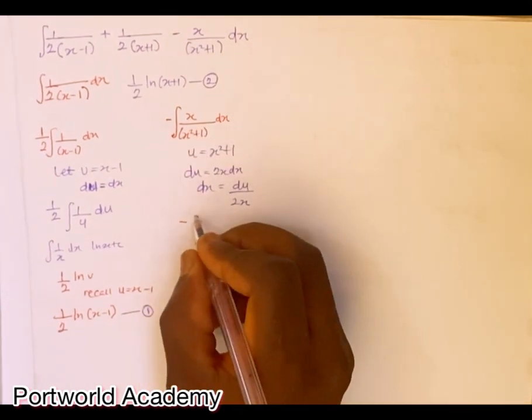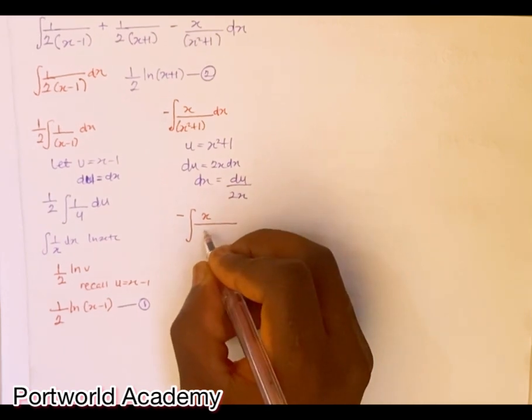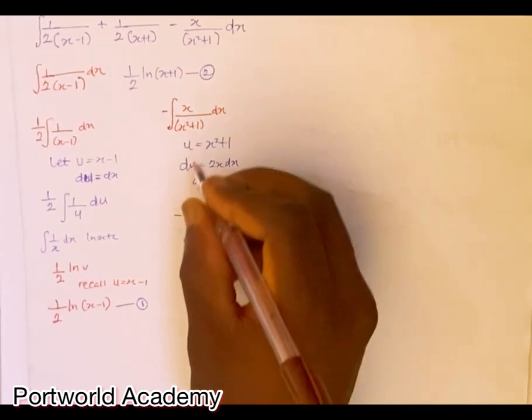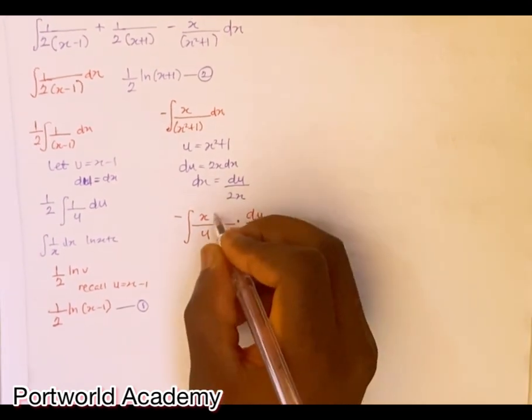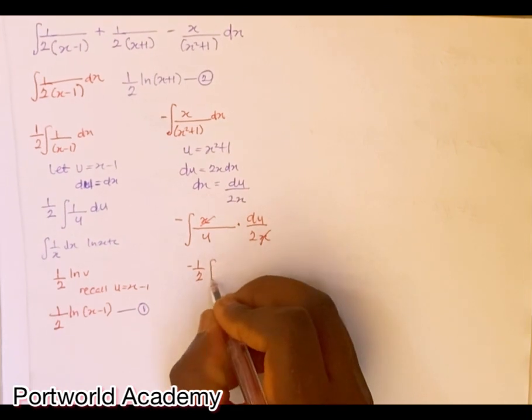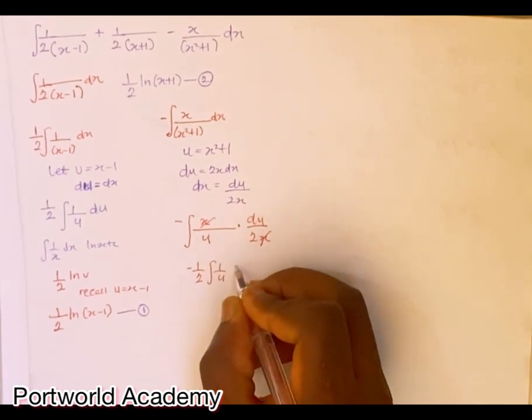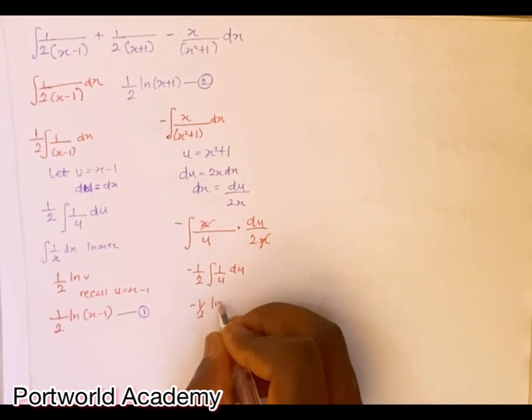We're going to have minus integral of x divided by u, multiplied by my dx, which is du over 2x. This cancels this out. Then I'm going to factorize minus 1 over 2 integral of 1 over u du, right? Which is also minus 1 over 2 natural log of u.